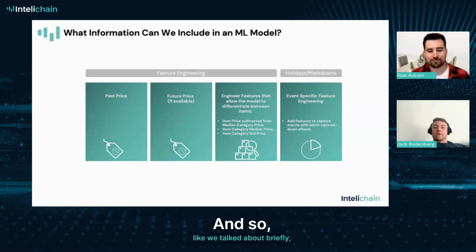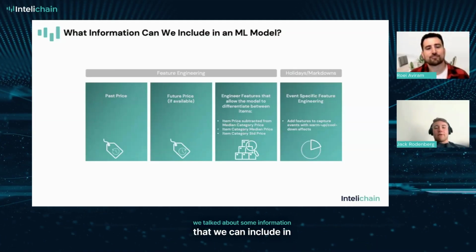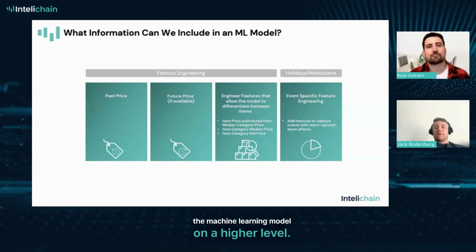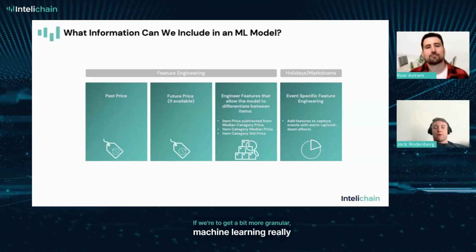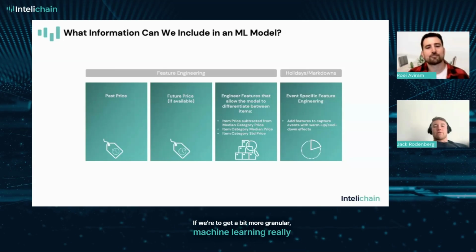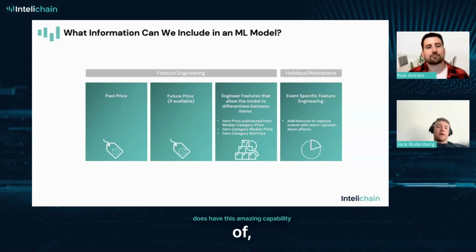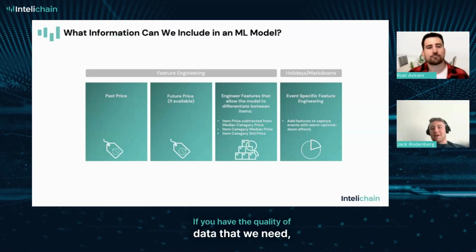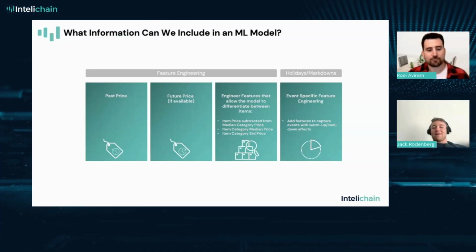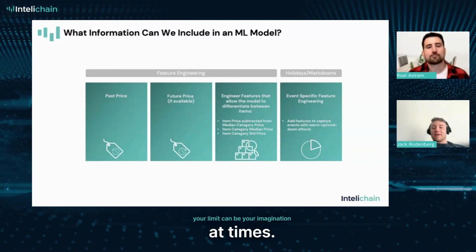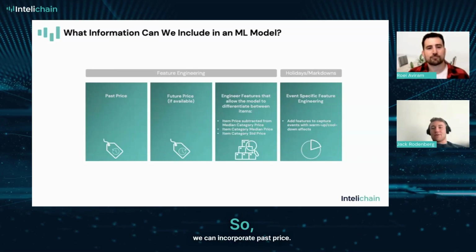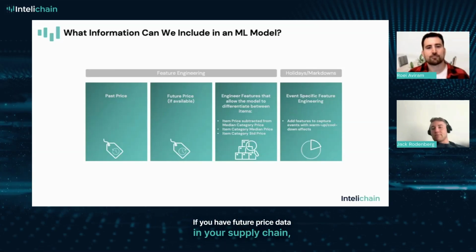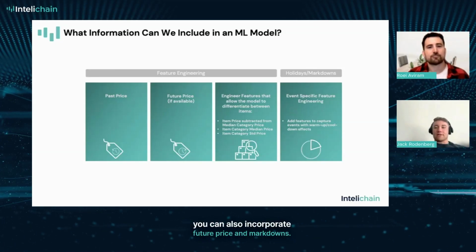Like we talked about briefly, there is some information that we can include in the machine learning model on a higher level. If we get a bit more granular, machine learning really does have this amazing capability: if you have the data in the right format, which is the rare part, if you have the quality of data that we need, your limit can be your imagination at times. So we can incorporate past price. If you have future price data in your supply chain, you can also incorporate future price and markdowns.